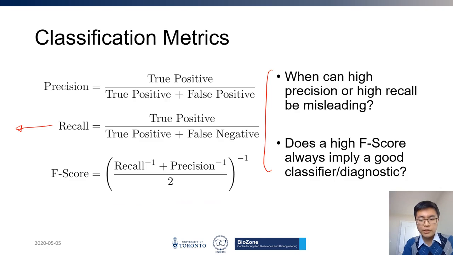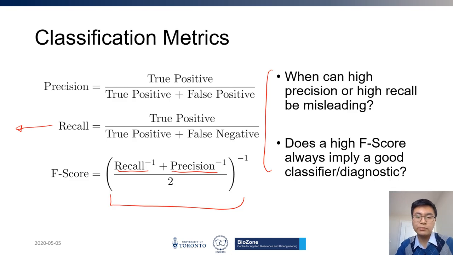Just a comment about the F-score. Usually you don't see it in this form, but this is where you can derive the more commonly seen form of the F-score. Essentially, what's happening is it is a harmonic mean of recall and precision. You're sort of averaging these two terms in the F-score.